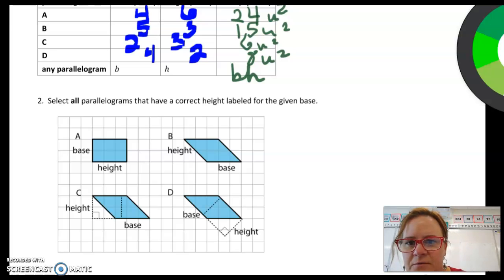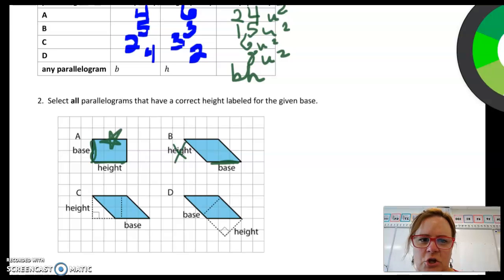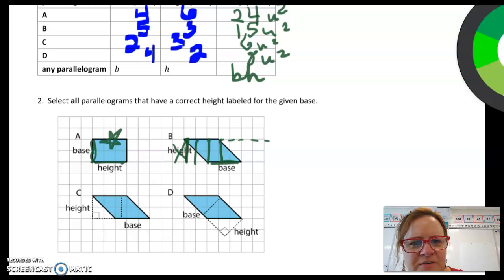So here we're going to select all parallelograms that have a correct height labeled for the given base. So if this is the base, this is the height. Yes, that's correct. If this is the base, then this diagonal line is not the height. The height would be where you go from the opposite vertex and go straight down with a dotted line, or this could be the height, or this could be the height, or this could be the height. Or you could extend this imaginary line from the opposite vertex, and that could be the height. So, yeah, B was not labeled correctly.